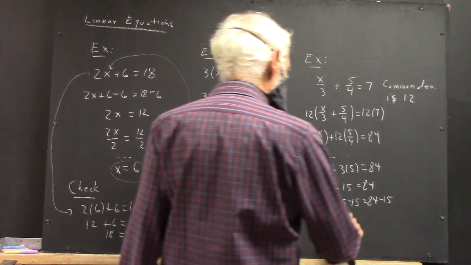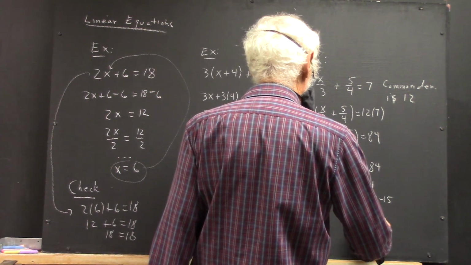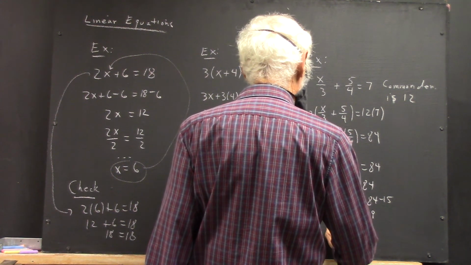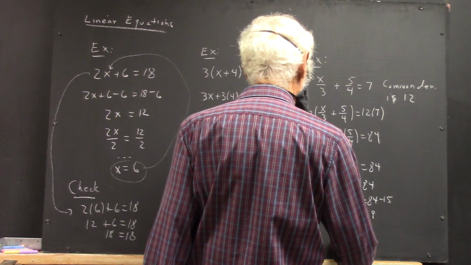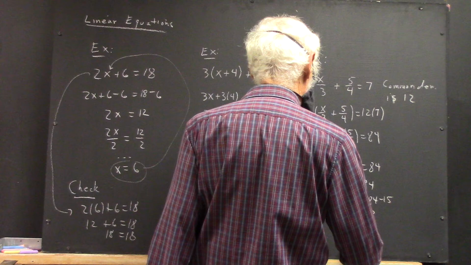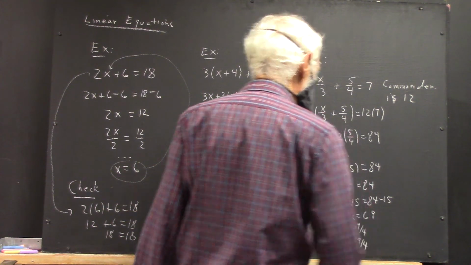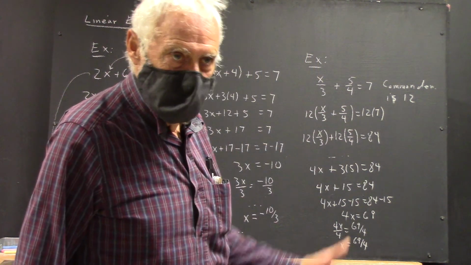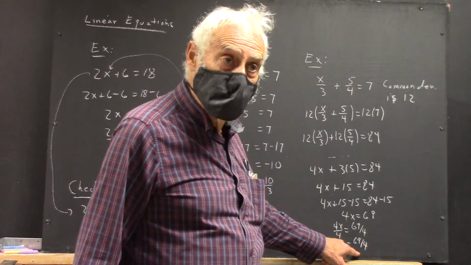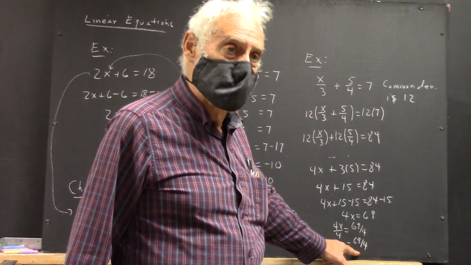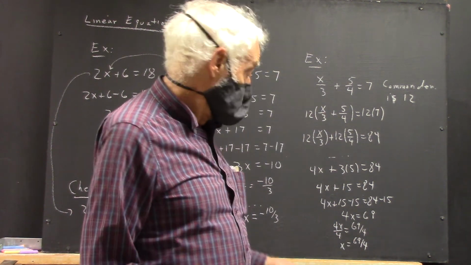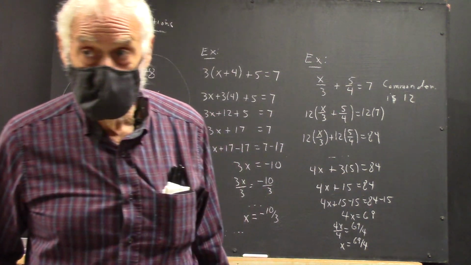Subtract 15 from both sides, you get 4x equals 69. And then divide both sides by 4, and x is 69 fourths. And you have the option, if it's useful to you, if you've got a graph value of x, to write that as a mixed number so you know where to put it on the graph. Otherwise, improper fractions are just fine.